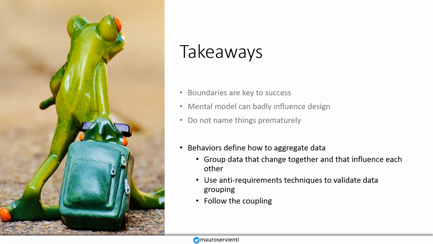And the final thing is behaviors. Define how to aggregate data. The most important one is, here is the first one, group data that change together and they influence each other together. It's basically following the coupling. There's no point in having the product name and description in the same place as the product price. They don't change together. There won't be any relationship or any policy or any business rule connected to the three of them all at the same time.